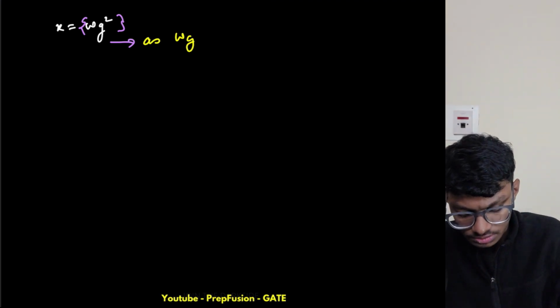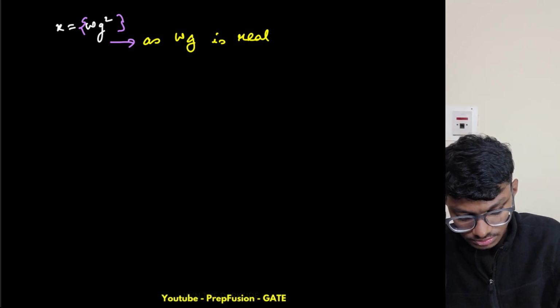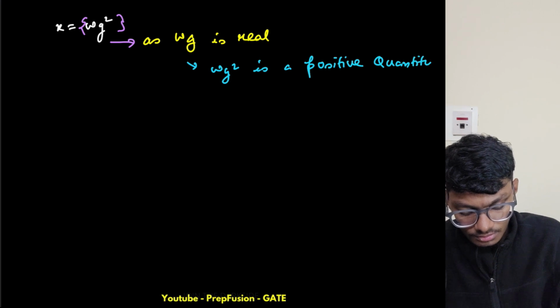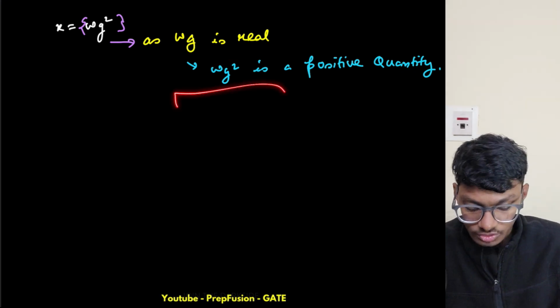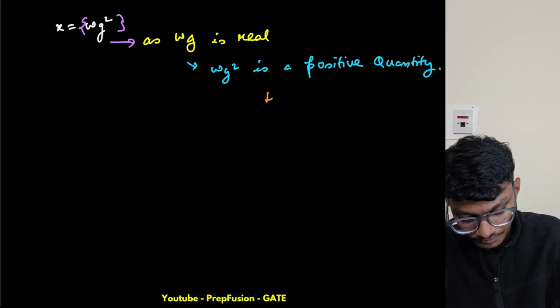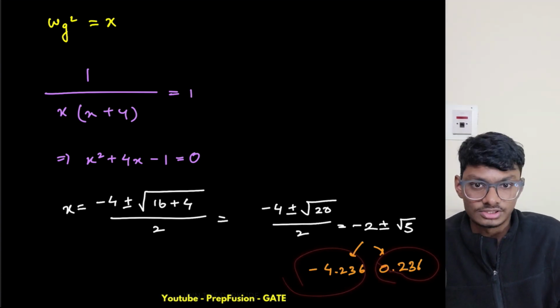As omega g is real, hence omega g square is a positive quantity. So hence my x has to be greater than 0. Hence I will reject this one and I will accept this one. X has to be greater than 0.